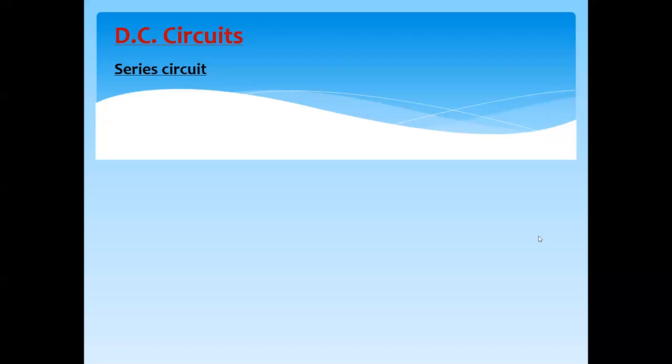Related to electrical circuit. But first, before discussing the past paper question, a quick revision. For example, if we have a DC circuit, it means the source which supplies the current can flow only in one way. We call it a DC circuit.